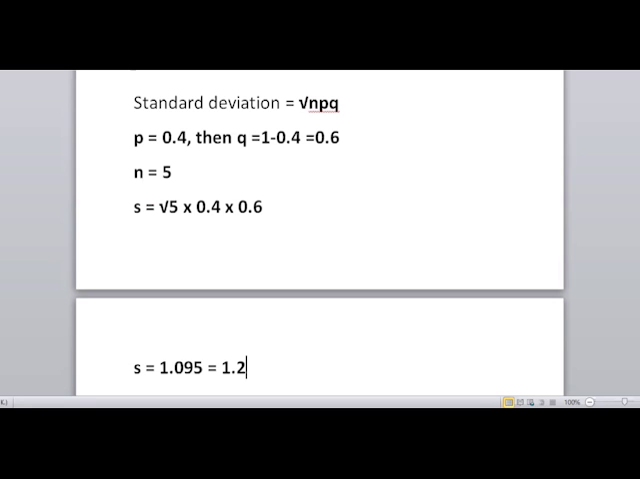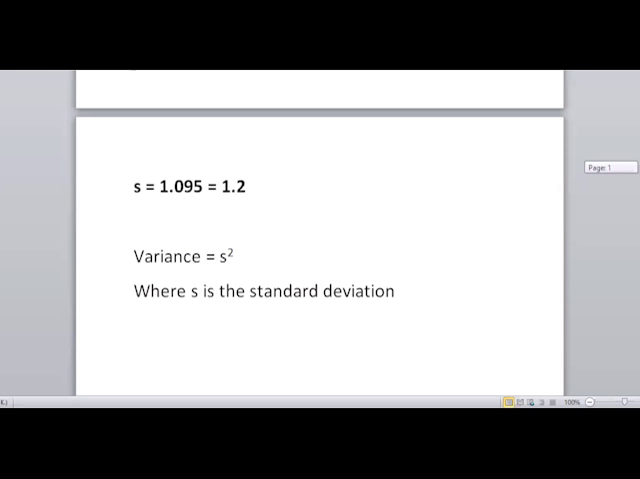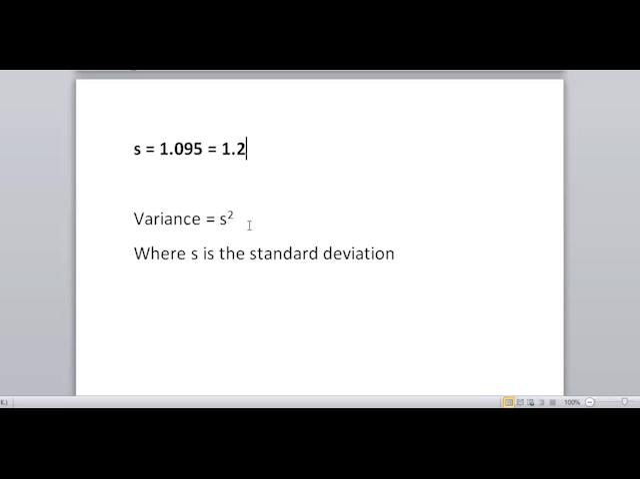Correct to one decimal place depending on the instructions. If it's 3 significant figures, then it becomes 1.10. If it's correct to 2 decimal places, it becomes still 1.10. Same concepts. So here all you need to know are the formulas. The rest is just substitution because everything is there in your question. Then variance, we are saying variance is equal to S squared.